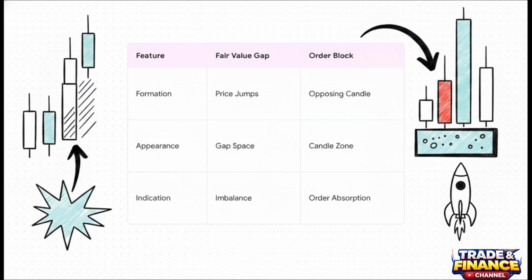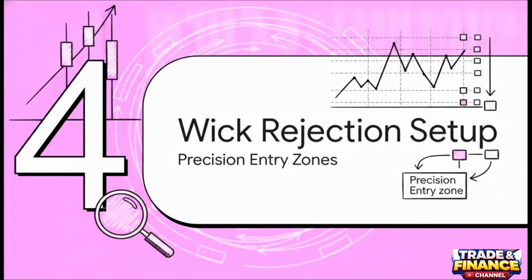But an order block is a physical zone, the actual candle body or wick where heavy orders were absorbed right before that explosive jump happened. So the fair value gap is the empty space of the jump, while the order block is the firm ground of the launch pad itself. Make sense? All right, moving into Section 4, the wick rejection setup.